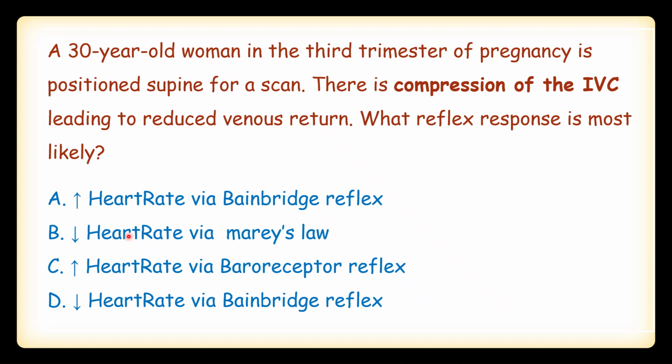Then coming to options B and C, the reduced venous return will definitely lead to a decrease in BP. The decrease in BP will be detected by the baroreceptors, and the heart rate will be increased as a compensatory mechanism. So we can rule out option B because it shows a decrease in heart rate. So the correct answer is increase in heart rate via baroreceptor reflex. In this question, it is very clear that because of the compression of the IVC, there is decreased venous return, and through baroreceptor reflex activation, there is an increase in heart rate.